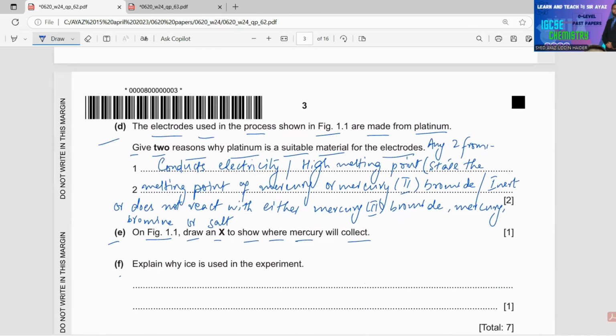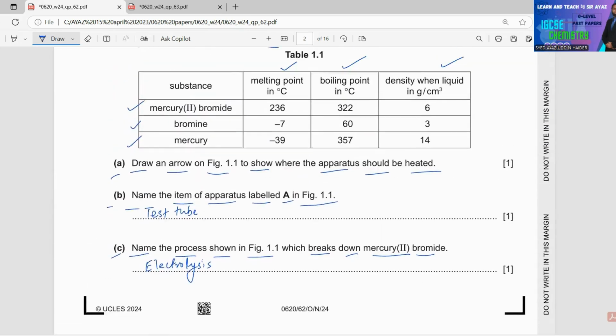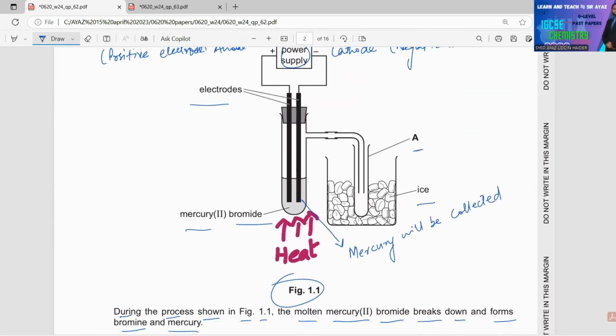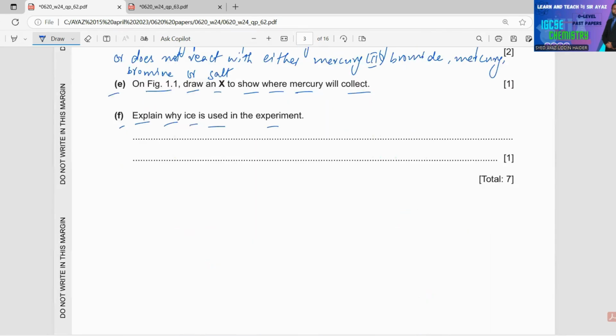I've explained why ice is used in the experiment. If you look at the melting point of bromine, it's -7, and the boiling point is 60, which means bromine is highly volatile. So in order to collect this bromine, or you can say condensed bromine vapors, it will be produced as bromine vapors.